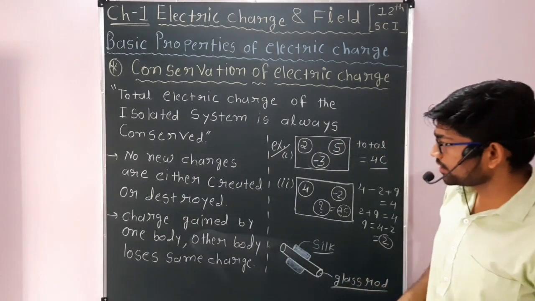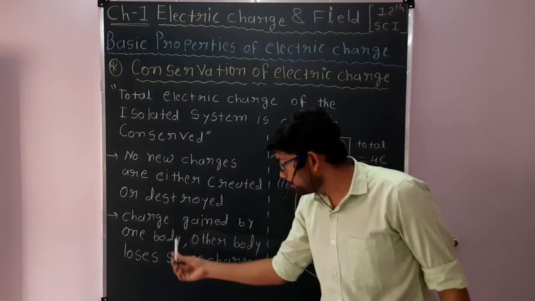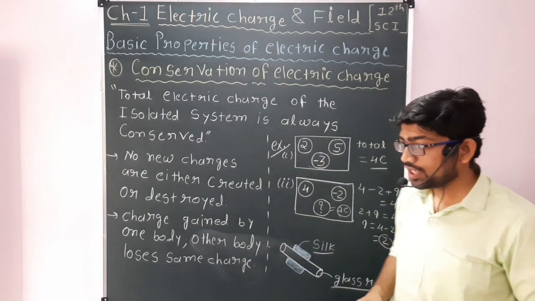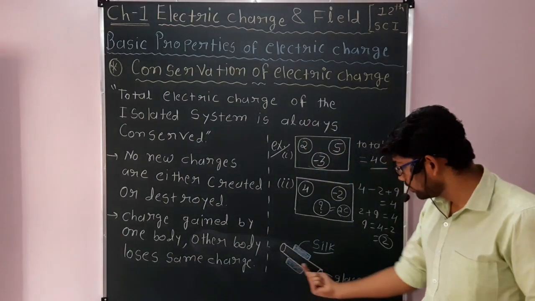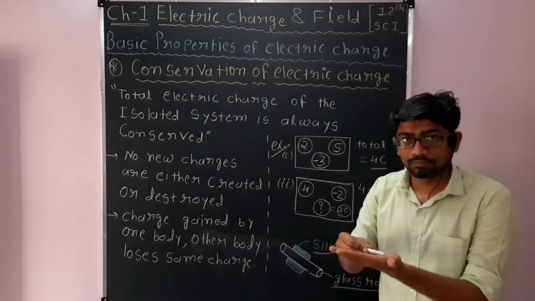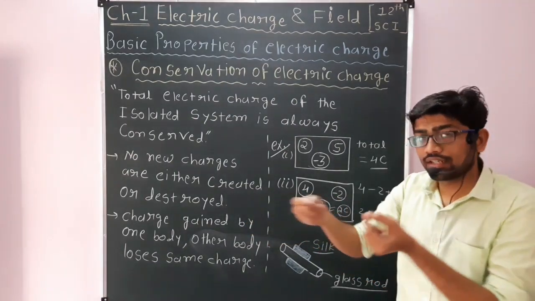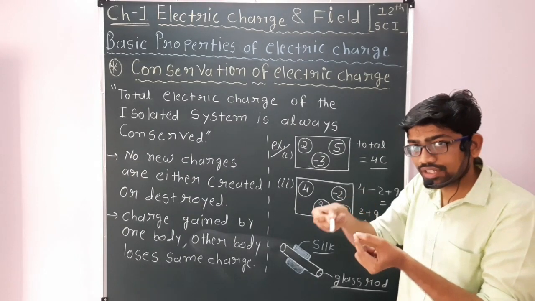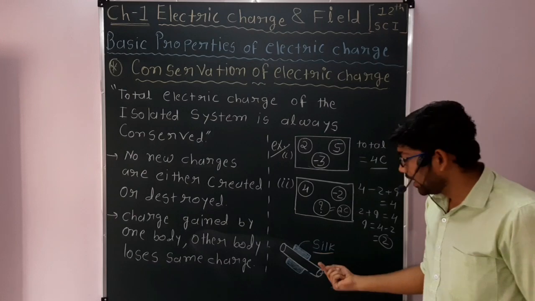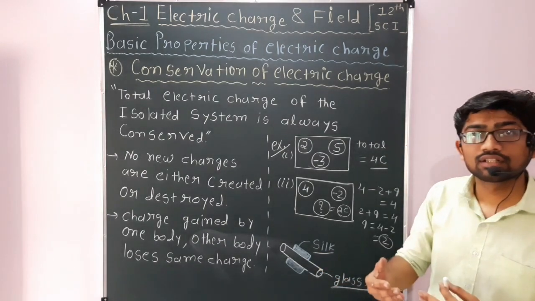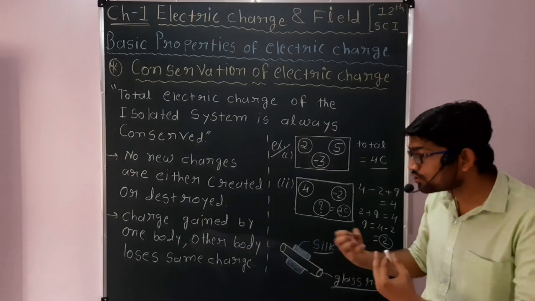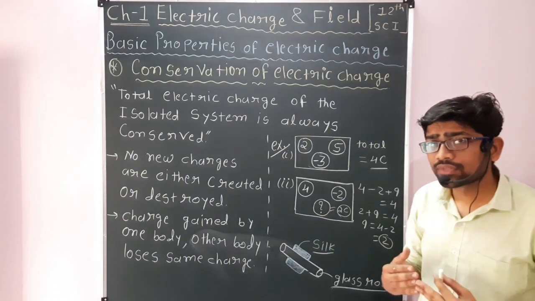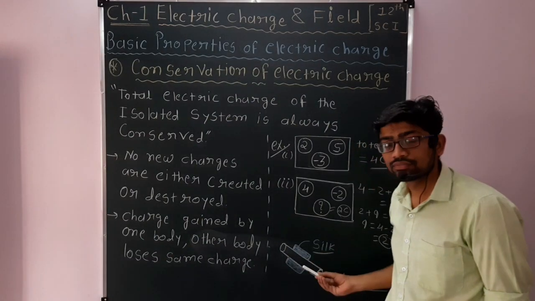In another sentence, we can say charge gained by one body, another body loses the same charge. If I rub a glass rod with a silk material, if we take one silk cloth and rub the glass, what happens? After some time, the glass gets a positive charge and the silk gets a negative charge. How does this happen? Because charge is transferred, electrons are transferred.